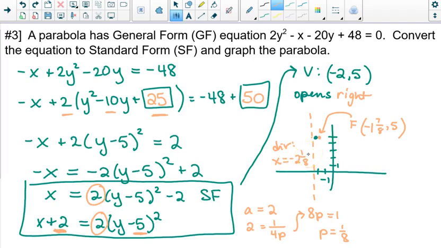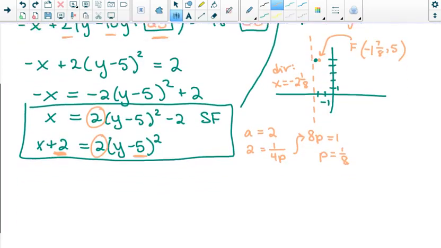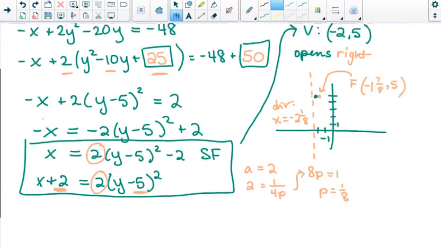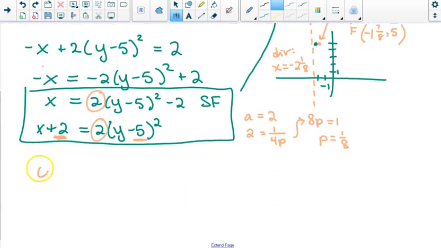Now it said graph the parabola, and so far all we have is one point, the vertex. In order to know how wide to make this parabola, we should probably find a couple more specific points. So I'm going to look for the y-intercepts, taking the equation and putting a 0 in for x.